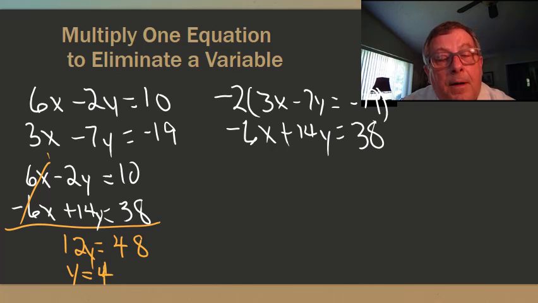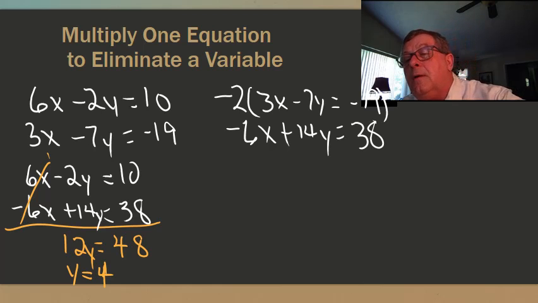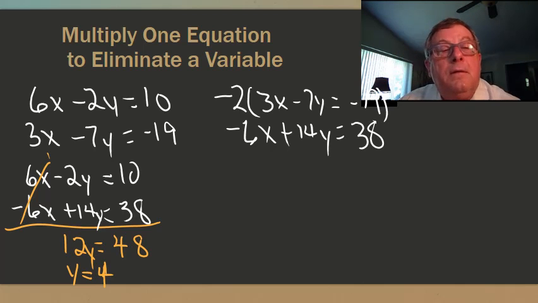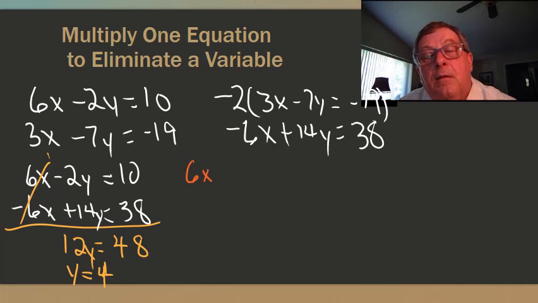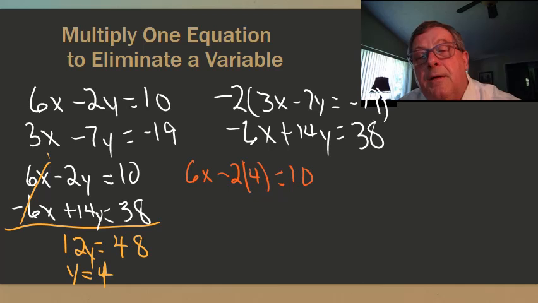Okay? Now, I'm going to substitute this value of 4 for y into one of those two equations. It doesn't really matter which one. I'm just going to pick the top one just because it seems to be the easiest, no particular reason other than I just chose it. Because now we want to solve for x. So I've got 6x minus 2, negative 2, times 4 equals 10.